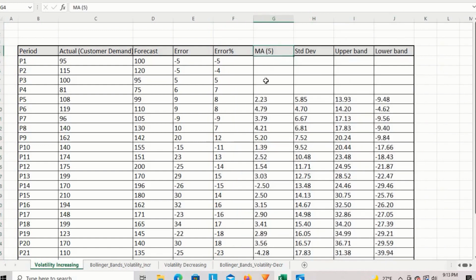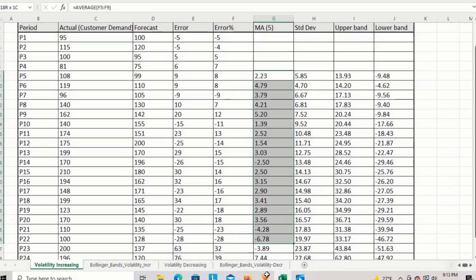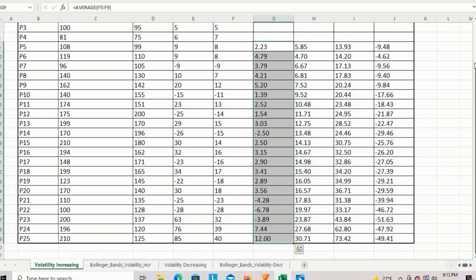You can take the moving average for n number of periods, but you need to be very careful. The period should not be too big or too low. So I did it for the first 5 periods. I calculated the moving average for the first 5 periods. It gave me 2.23, and I dropped down the formula for all 25 periods.